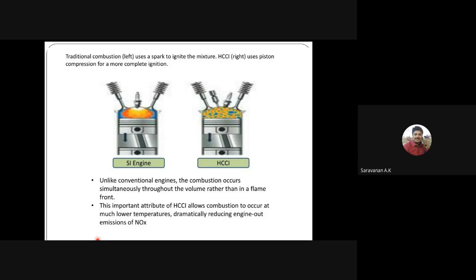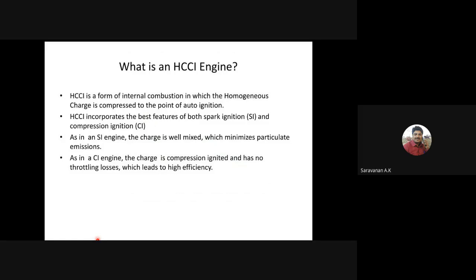So what is the HCCI engine? HCCI is the homogeneous charge compression ignition engine. You may remember that term. In all the books we have the term HCCI, but we have to know the full form: homogeneous charge compression ignition engines. It is used in both CI and SI engines.